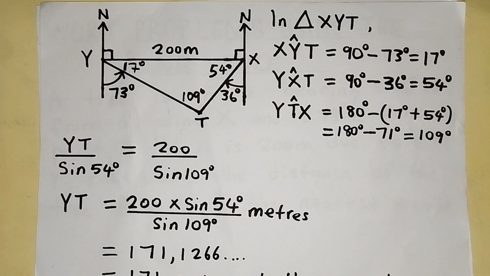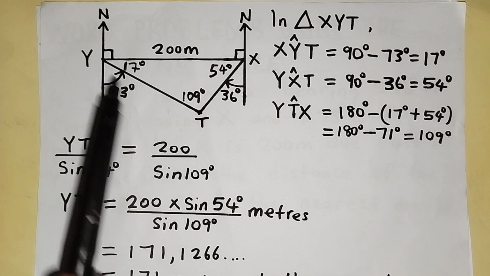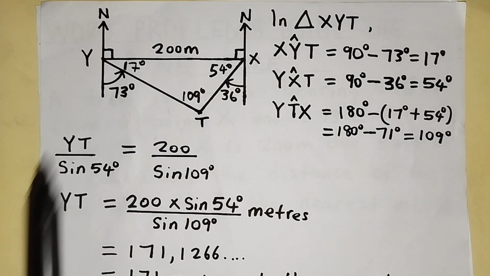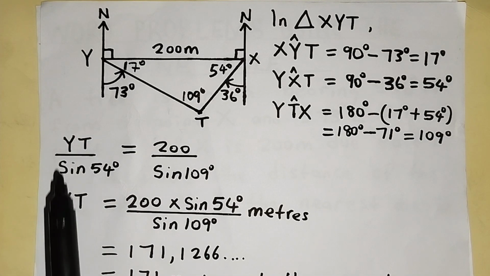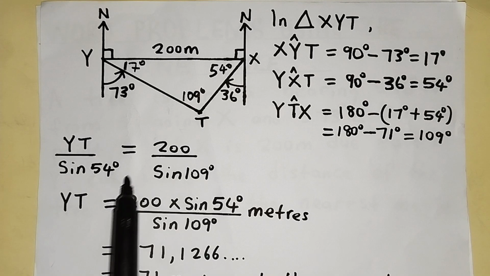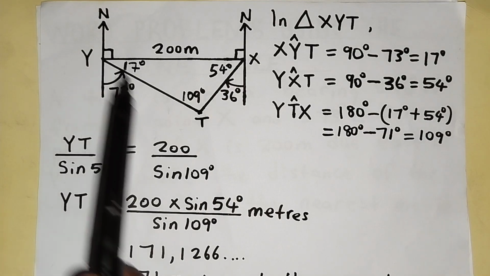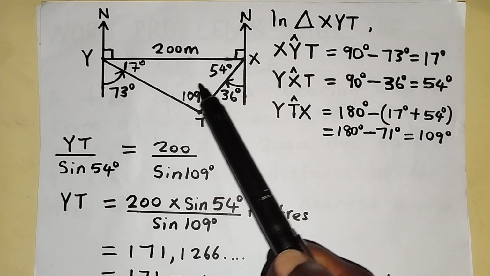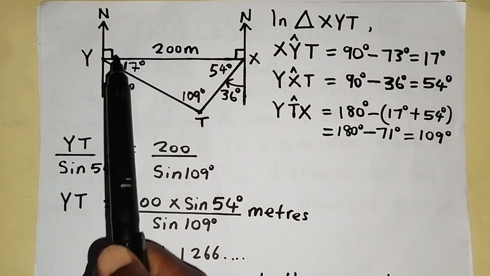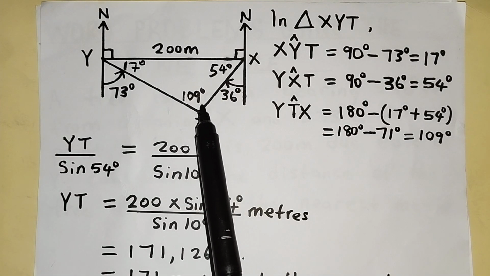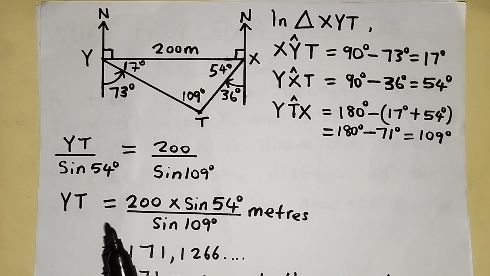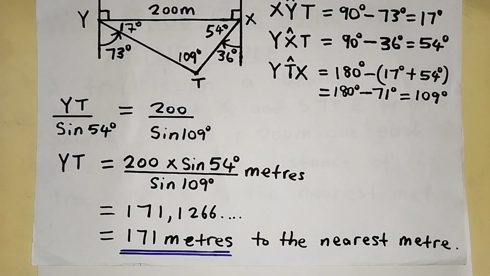Okay, so we're going to use the sine rule. We want to find the length of YT, the distance of the tree from Y. So using the sine rule, YT over sine 54 degrees equals 200 over sine 109 degrees. YT is this side divided by the sine of the opposite angle, which is 54, equals this length of 200 divided by the sine of the angle opposite, which is sine 109. After cross multiplying, we get YT equals 200 multiplied by sine 54 degrees over sine 109 degrees.